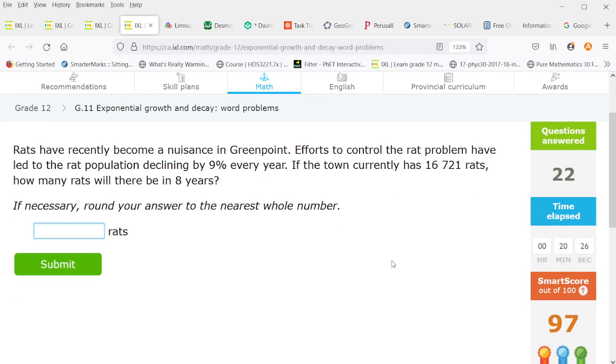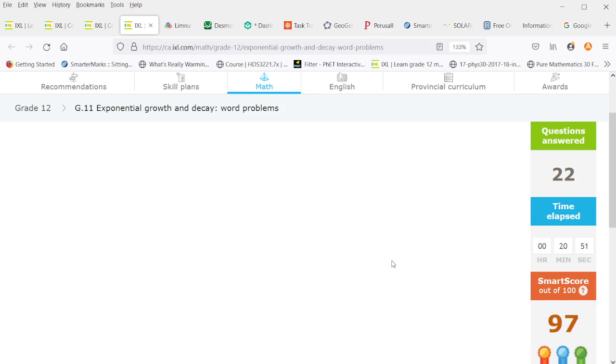Now, rats have become a nuisance in Greenpoint. Efforts to control the rat population have led to the rat population declining 9% every year. If the town has 16,721 rats, how many rats will there be in 8 years? That's 0.91 exponent 8, or 7,863.